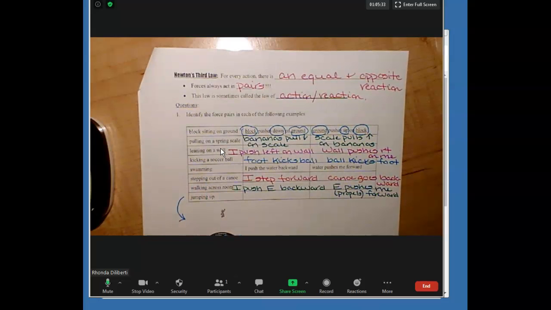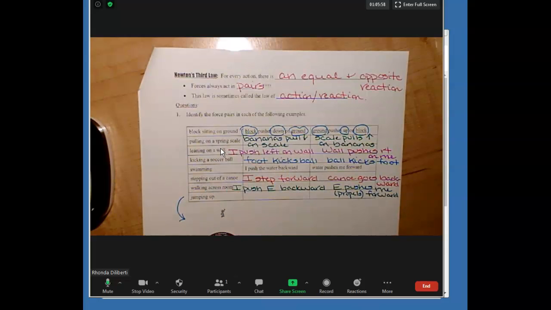Swimming. How do I swim? When I swim, I push the water backwards. Picture somebody doing kind of like a breaststroke. They're pushing the water backwards. And if you push the water backwards, then the water is going to push you forward. So you don't get to swim unless you move the water backwards. And then the water will propel you forward.